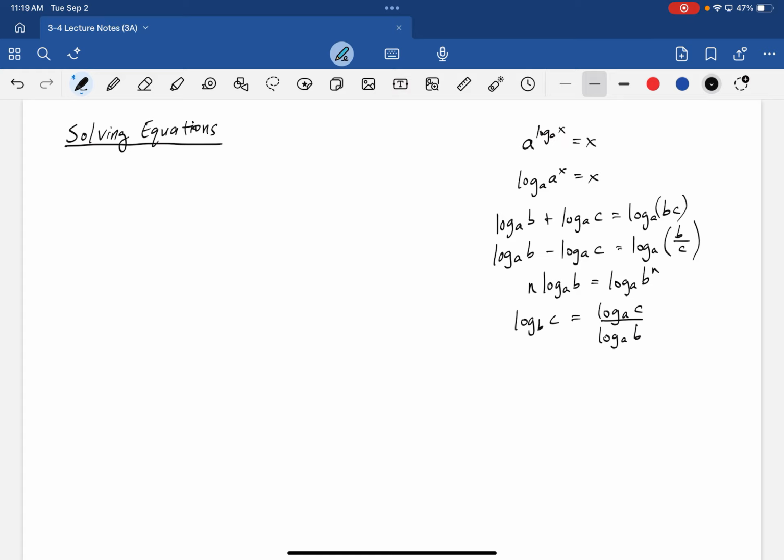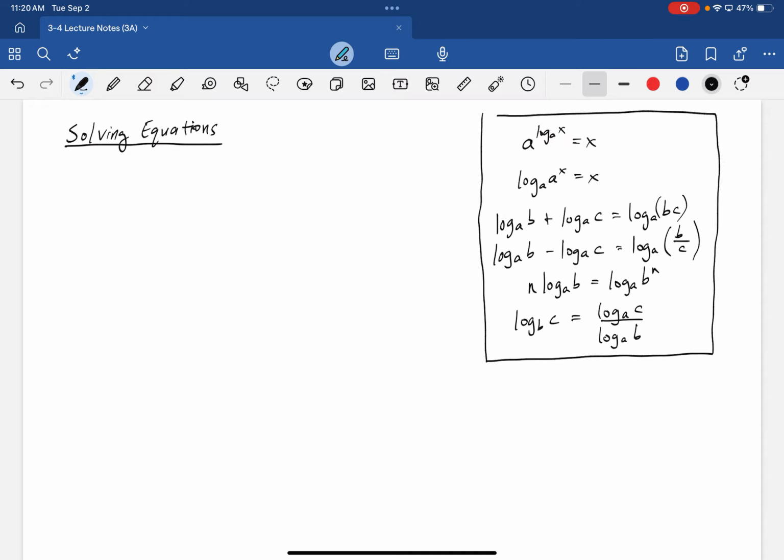All right, questions about these 6 things? We're going to want to memorize these. And a lot of you have already used them well in the quiz, so we're all good. All right, so today we're just going to go through a bunch of examples of possible equations that we might encounter, and we're going to go through some strategies for solving them.